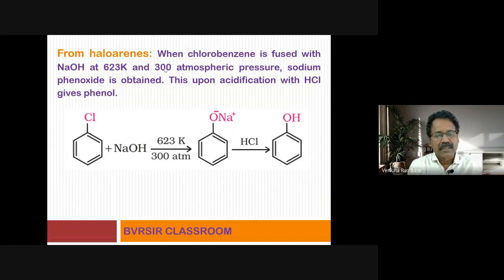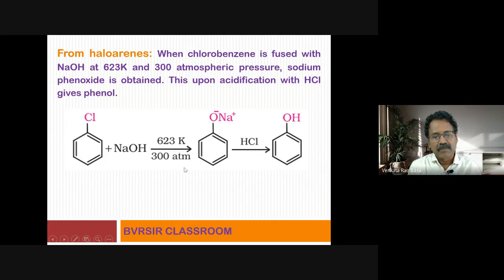In the preparation of phenols, I'll discuss at least 3 methods. Let us start with haloarenes, like chlorobenzene. This reaction we already discussed while discussing aryl halides. Chlorobenzene is reacted with sodium hydroxide under vigorous conditions, meaning high temperature and high pressure. First it results in the formation of sodium phenoxide, and that sodium phenoxide upon hydrolysis in presence of dilute HCl results in the formation of phenol.